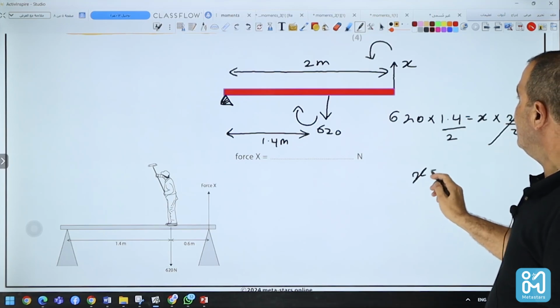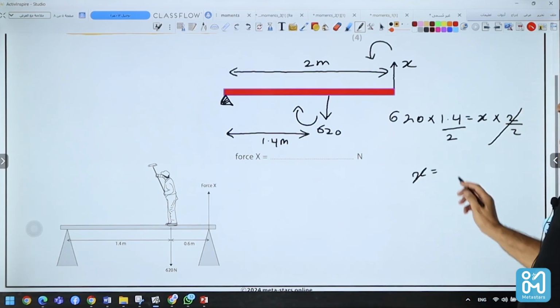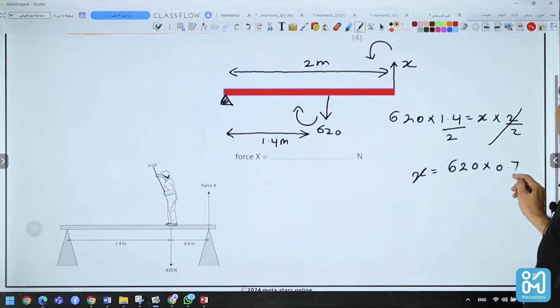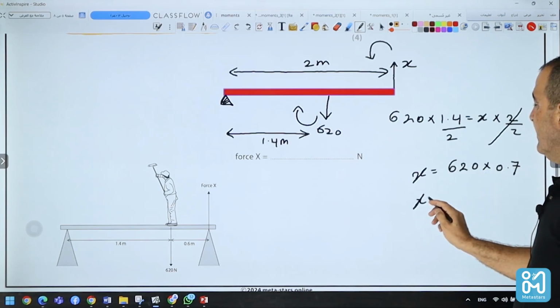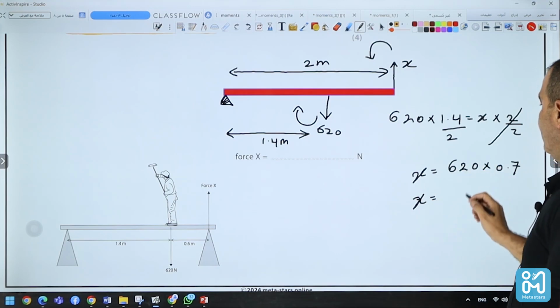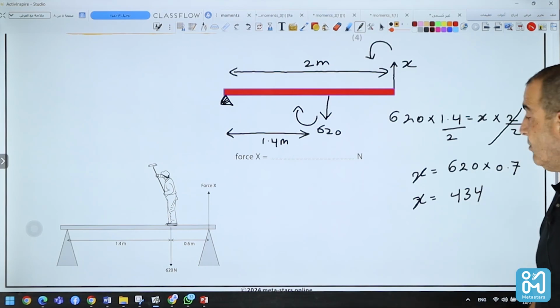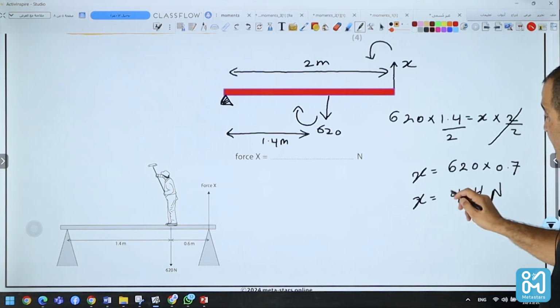So X equals 620 multiplied by 0.7, and X equals 424, I think 434 Newton. This is the force at X.